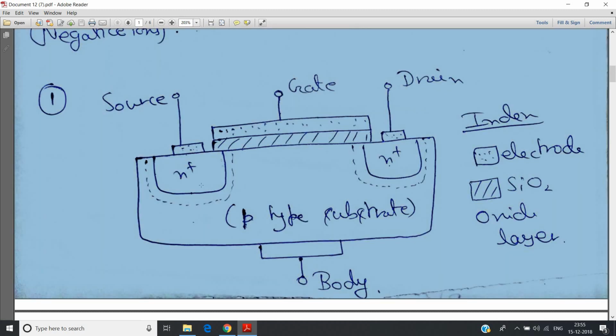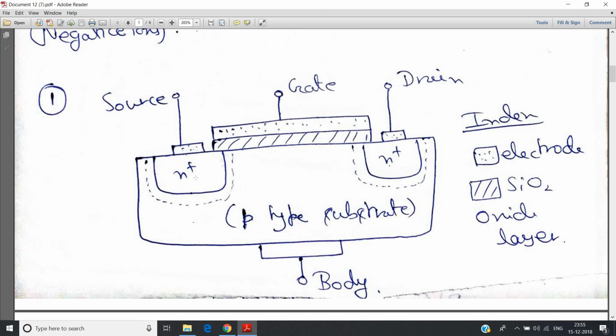Fine. Now what is happening, observe carefully. Source is n-type, correct? And the body or the substrate is p-type. Obviously we are considering n-MOS, right? Why do we always discuss n-MOS? Because n-MOS has some advantage over p-MOS.